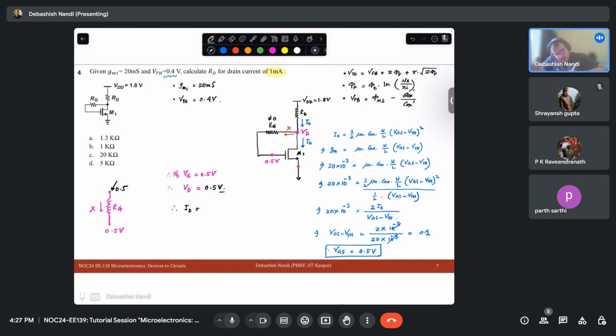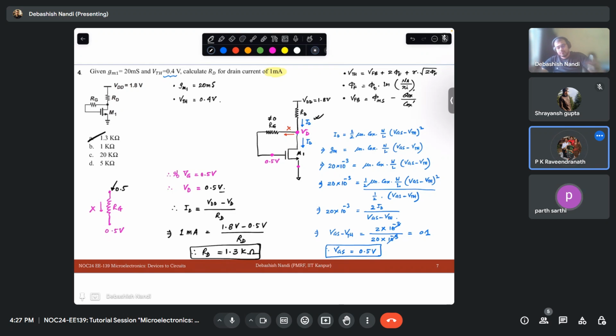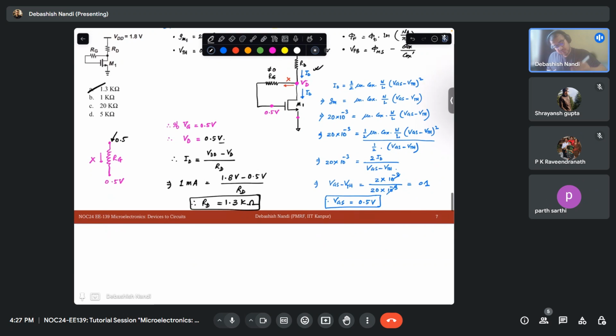So now your ID is equal to what? From this branch, you can write VDD minus VD over RD. ID is given as 1 milliampere, VDD is given as 1.8 volt minus 0.5 volt over RD. So your RD becomes 1.3 kilo ohm. Did you get it? Okay, so that's fine then.